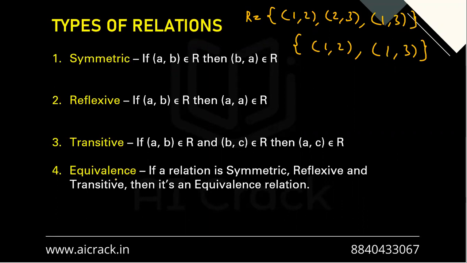Now the fourth one is equivalence relation. Equivalence relation is nothing but if a particular relation is symmetric, reflexive, and transitive all at the same time, then in that case, that particular relation is called an equivalence relation. That is a very simple definition. The trickiest one is transitive.